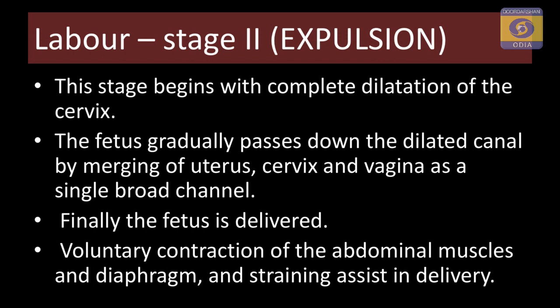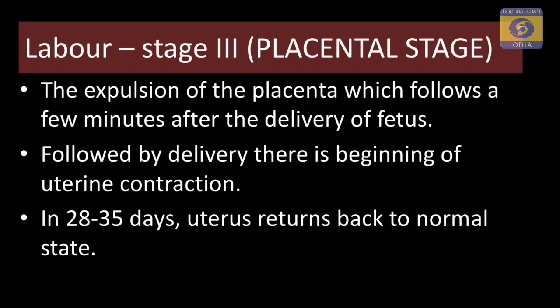Now, going to the third stage. After the fetal delivery, what is left out? We have discussed that decidua formation takes place in case of human beings, or we say it is deciduate type of placental formation. So, after the baby has come out of the mother's body, now it is the time for the umbilical cord and the placenta to come out. So, we say this is the placental stage. Now, the expulsion of the placenta, which follows a few minutes after the delivery of the fetus, marks the third stage of labor, and it is followed by delivery.